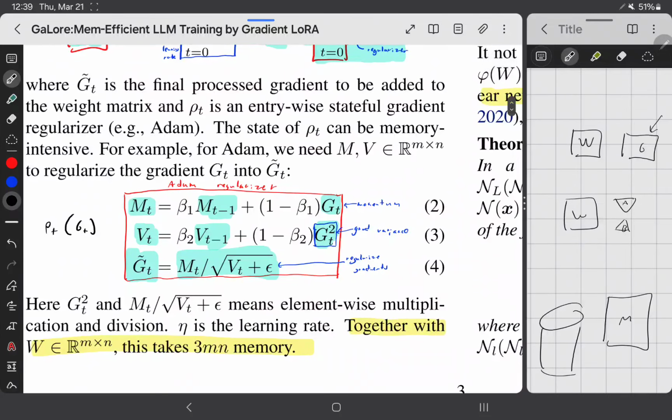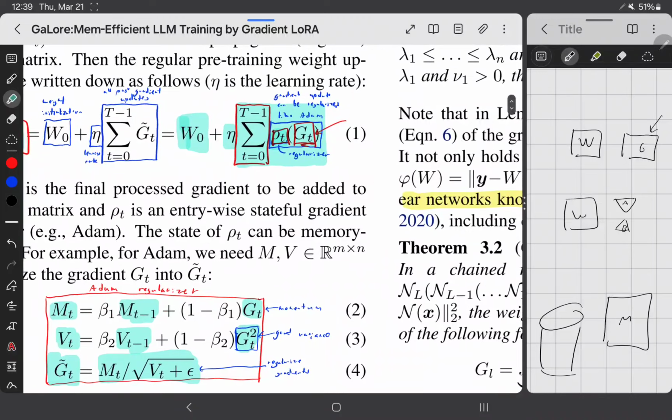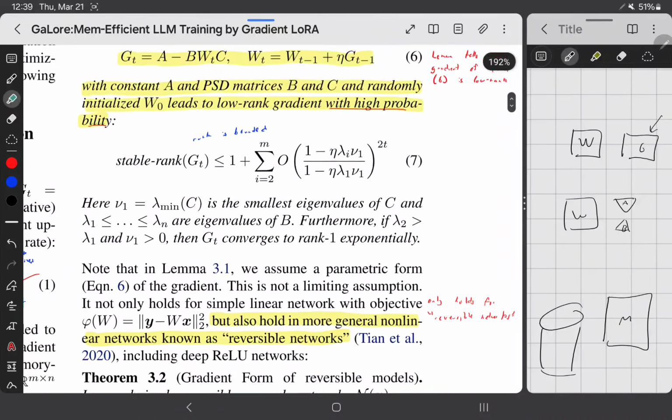Adam is just an example they use. They generalize, and that's why they put P_t here instead of Adam. This generalizes to every optimizer, which is nice. But they use Adam because everyone uses Adam.